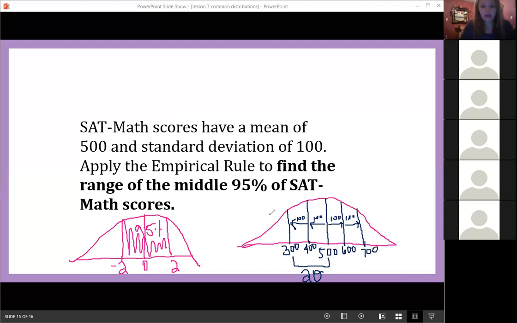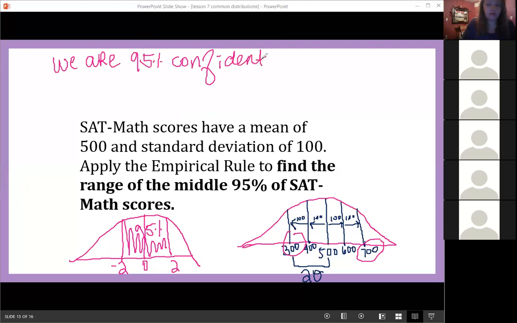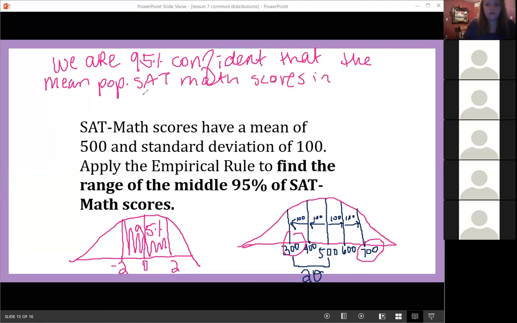So basically what I found here is that 300 and 700 are the lower and upper bound that correspond with 95% of our data, because it's plus or minus 2 standard deviations. So we can say we are 95% confident that the mean population SAT math scores is between 300 and 700. I promise my handwriting is better in person.